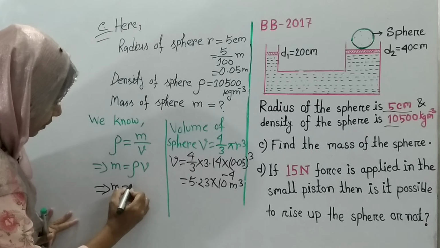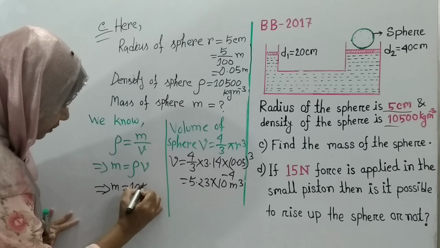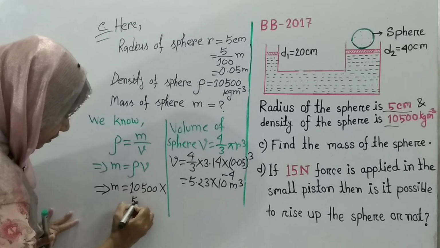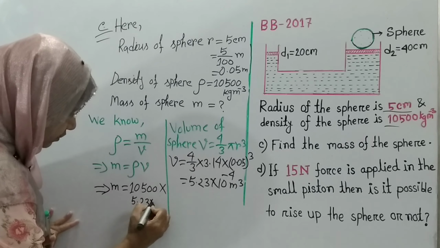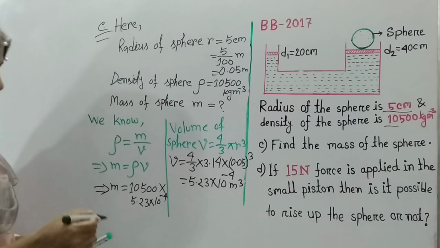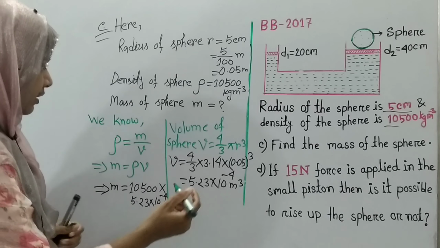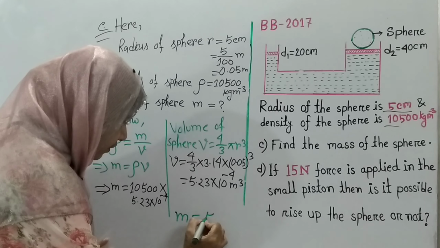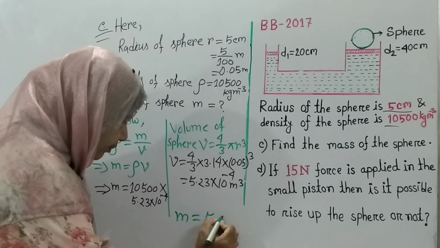Rho is 10500 into 5.23 into 10 to the power minus 4. After calculating it, you will get the answer, that is, the value of m equals 5.5 kg. And this is the answer of question number C.